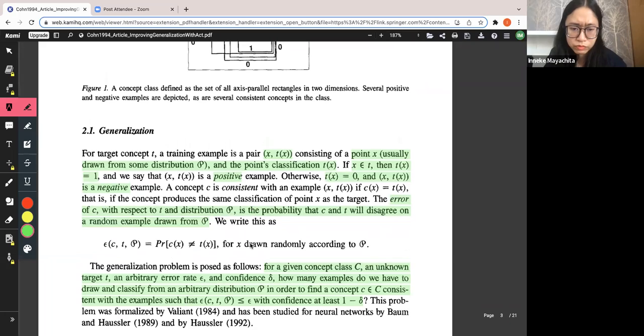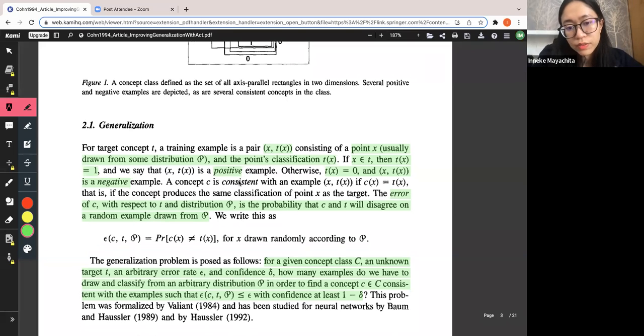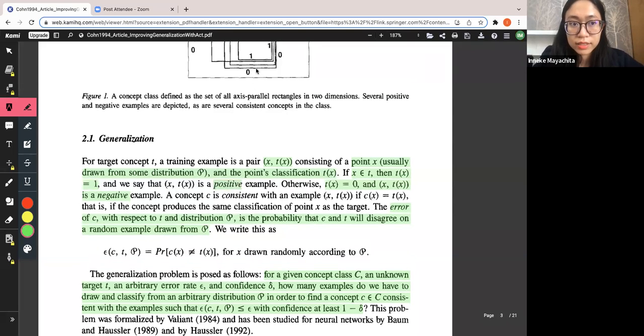Yeah, so this part, as I mentioned before, we classify a point as positive, 1, if the example lies within the bounded area, within the concept, and 0 if it's outside.